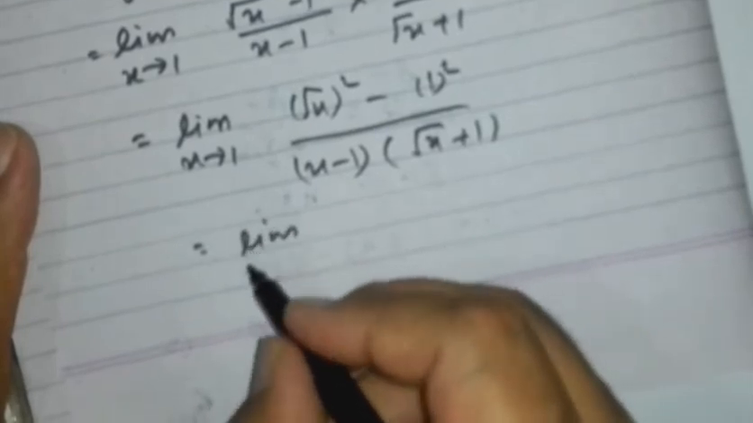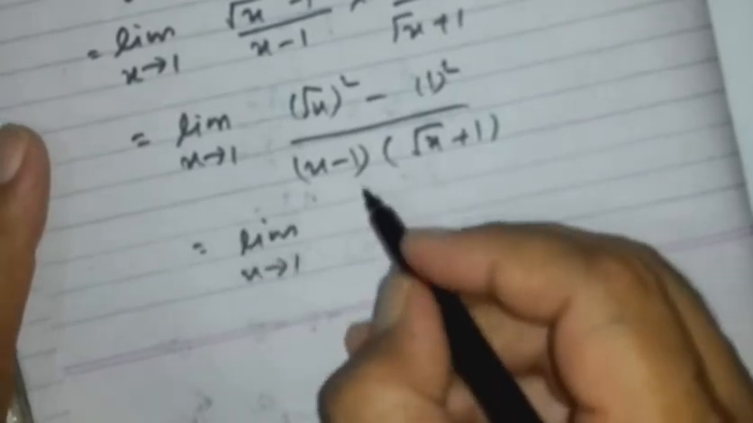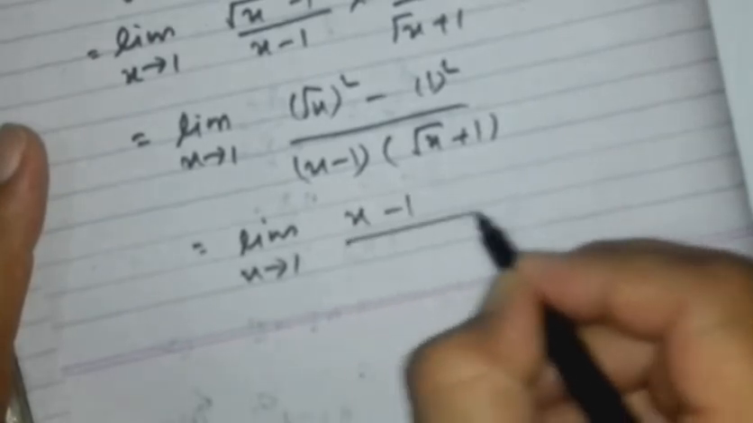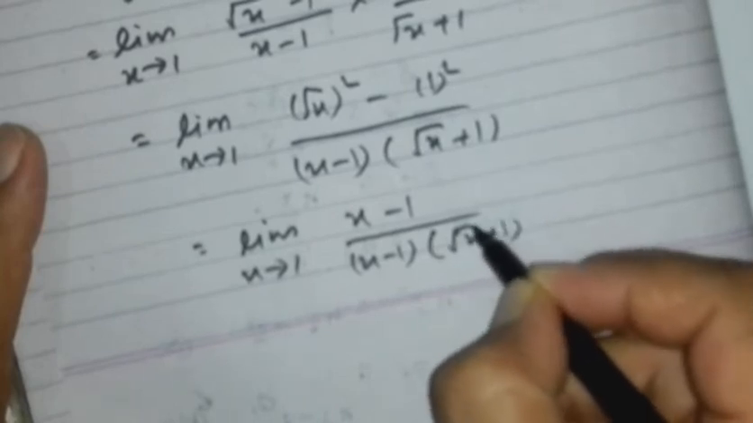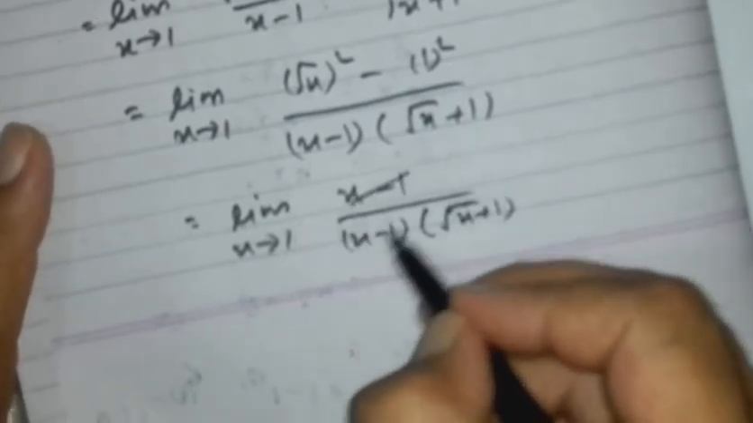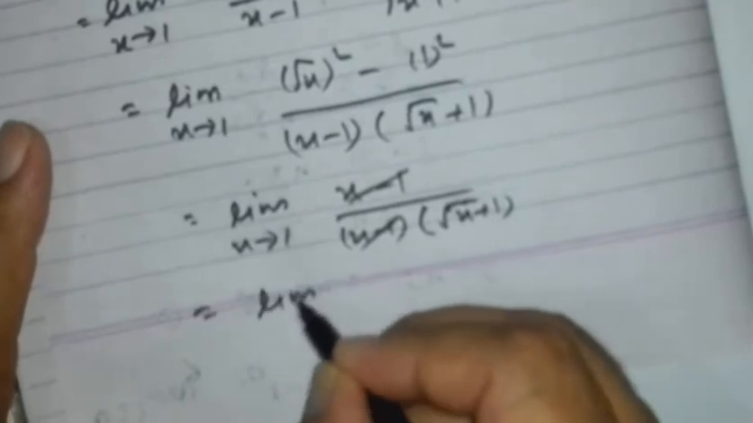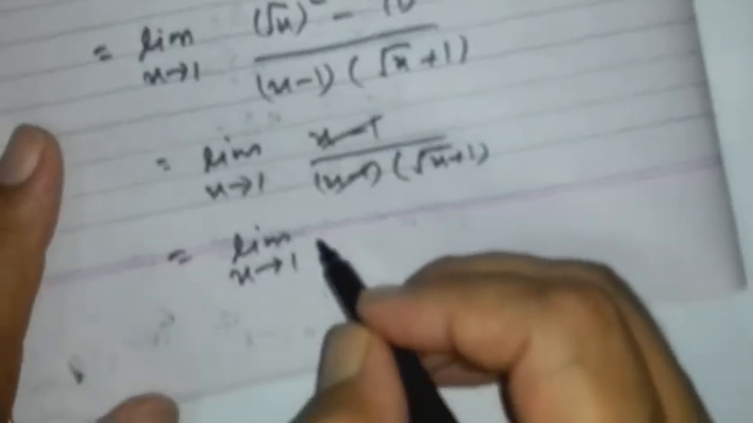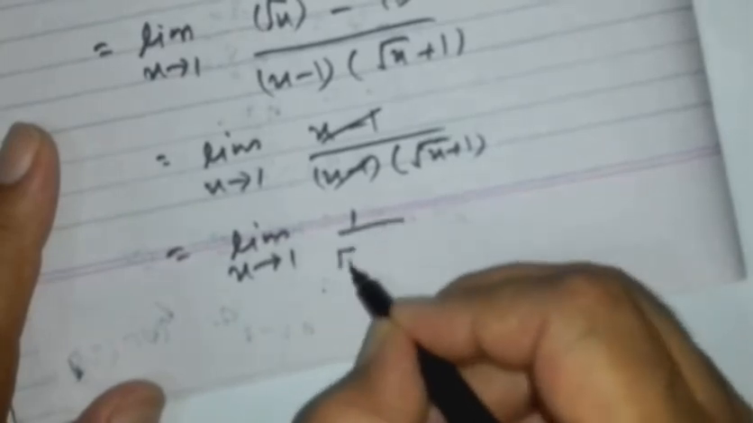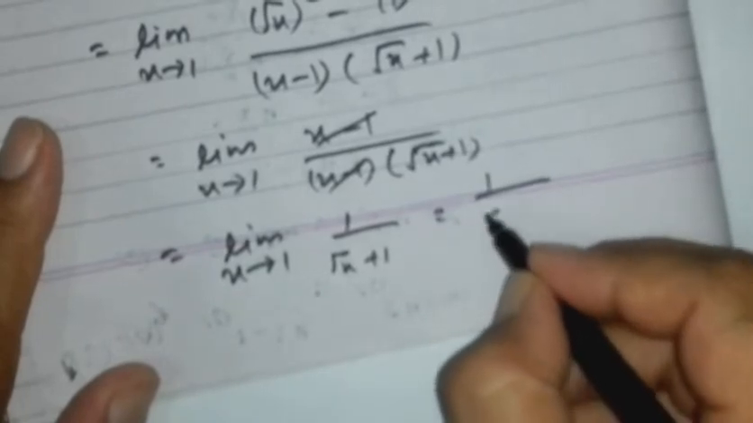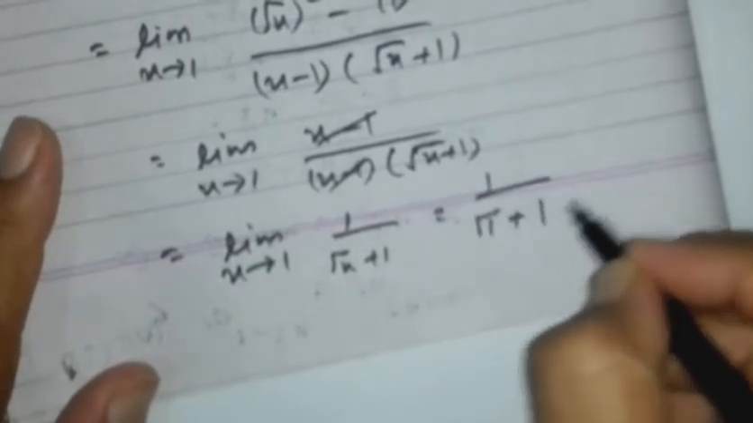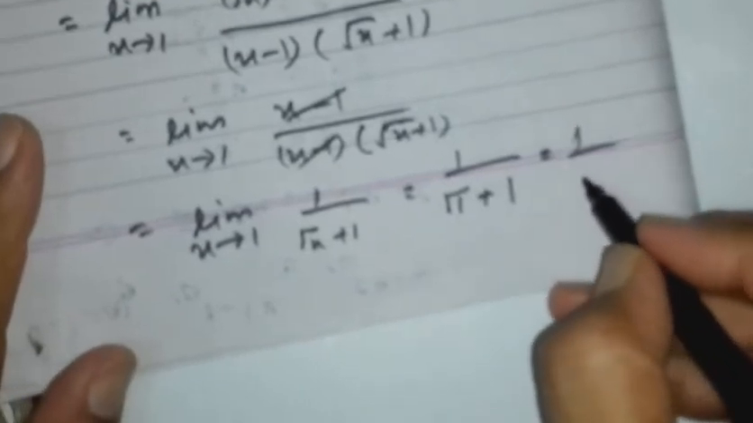Now limit x tends to 1. Here we get x minus 1 and x minus 1 under the root x plus 1. This x minus 1 cancels with this. So we can write it as limit x tends to 1, 1 over under the root x plus 1. Now put the value of the limit. So 1 under root 1 plus 1, we get 1 plus 1, 1 by 2 is the answer.